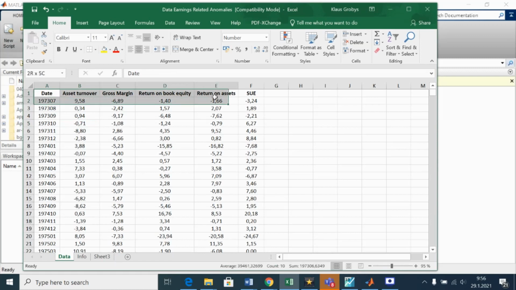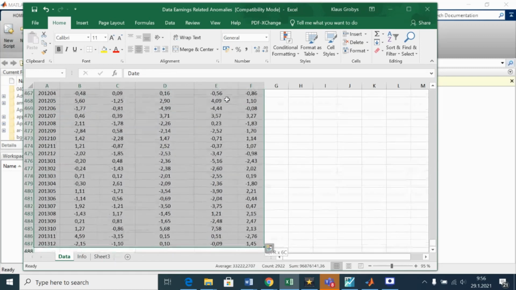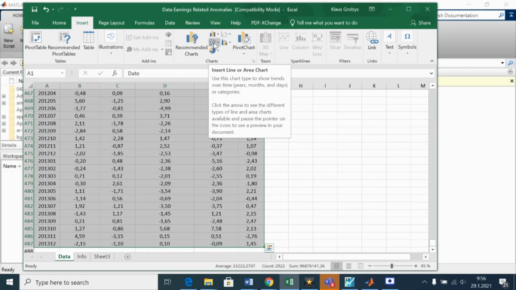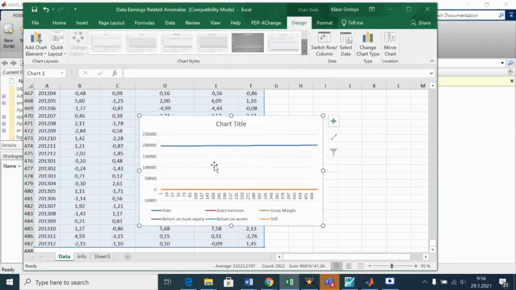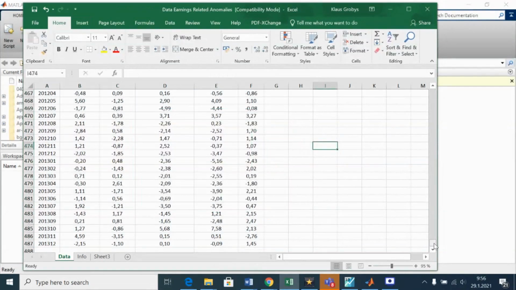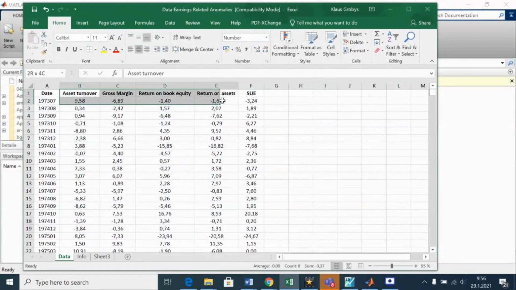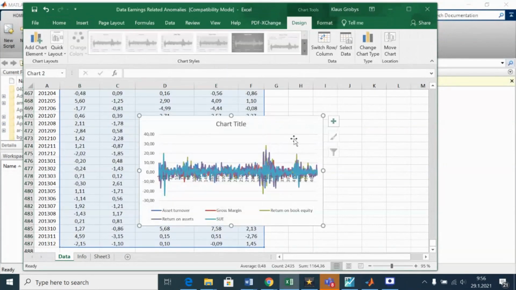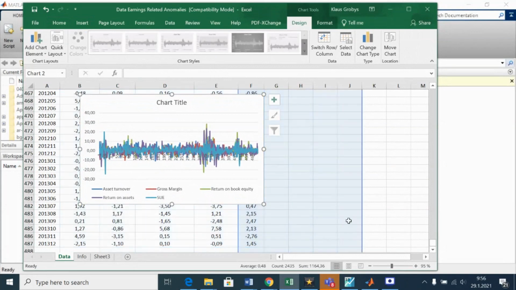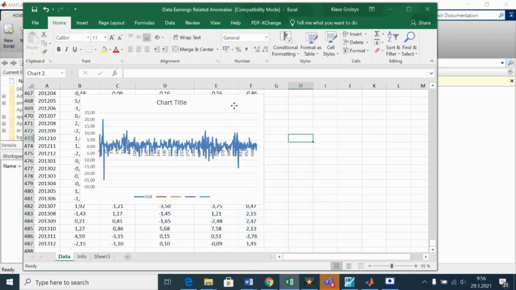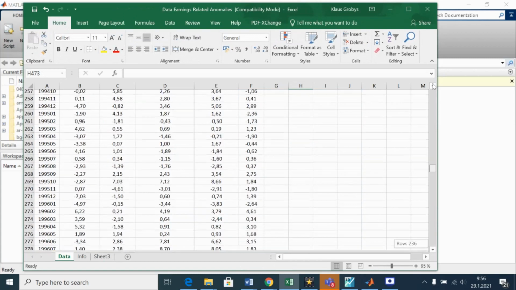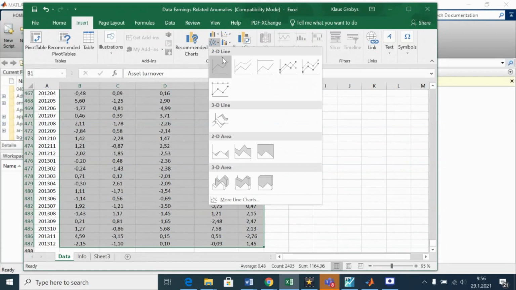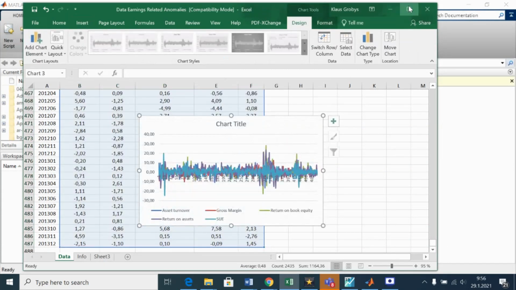Now we can also plot our time series. Let's plot all of them. We can choose insert and then go on the insert line or area option. This is not right, once again. Insert here, and here we go. So that's the time series. Once again, something went wrong here. Let us mark all of them, and we go on insert line, and this is what we get.